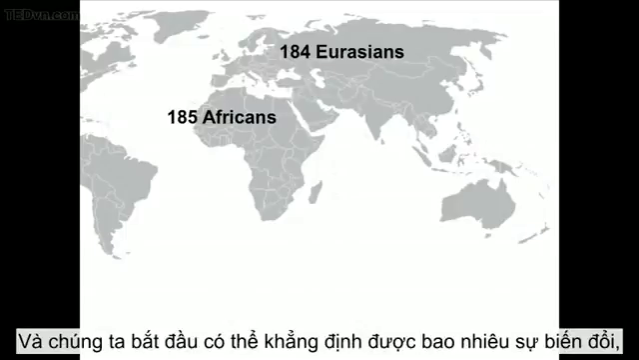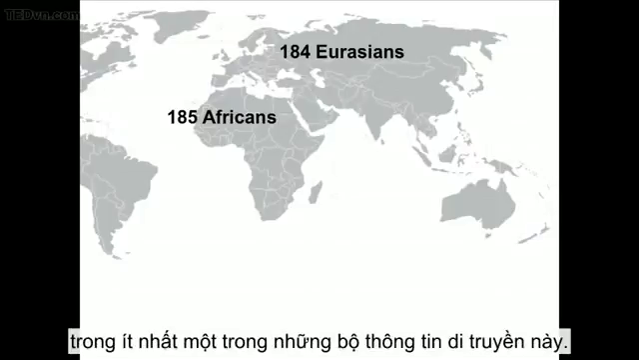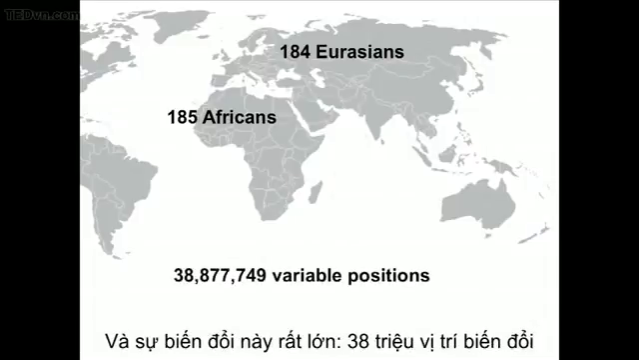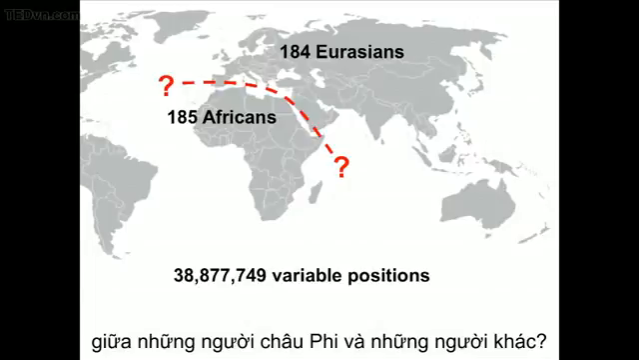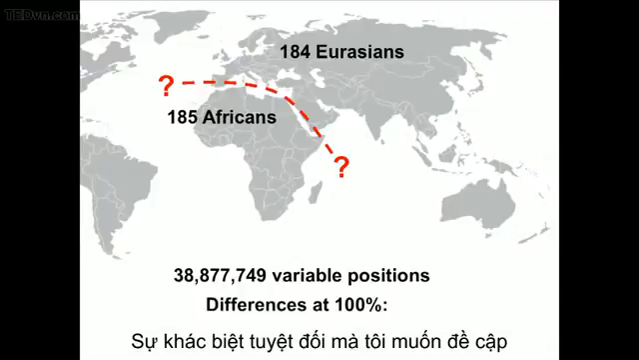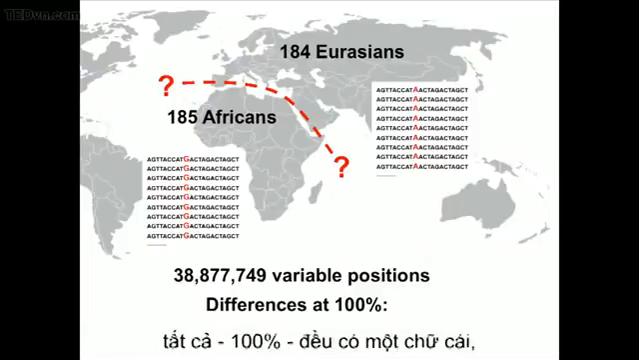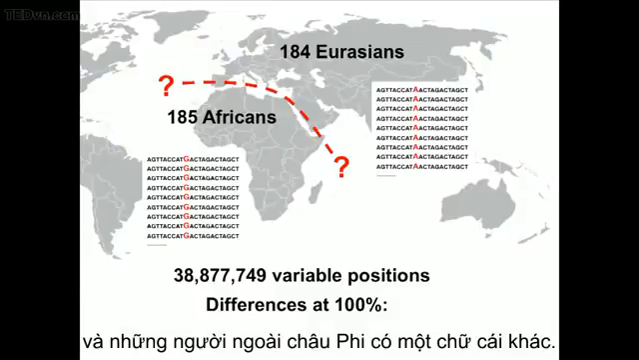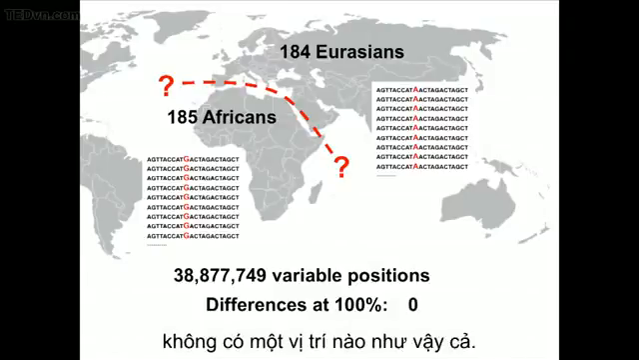And we can begin to say how much variance do we find, how many letters that vary in at least one of those individuals sequenced. And it's a lot, 38 million variable positions. But we can then ask, are there any absolute differences between Africans and non-Africans? Perhaps the biggest difference most of us would imagine existed. And with absolute difference, I mean a difference where people inside Africa at a certain position will all, 100%, have one letter, and everybody outside Africa has another letter. And the answer to that, among those millions of differences, is that there is not a single such position.